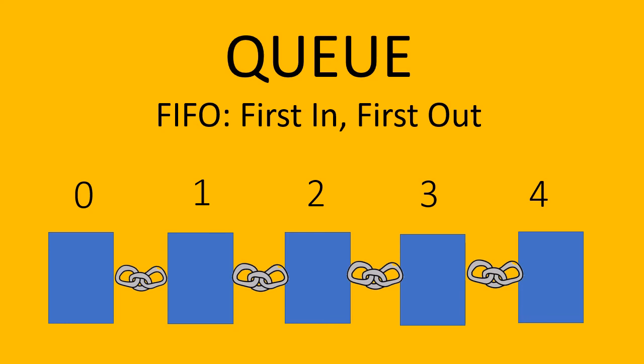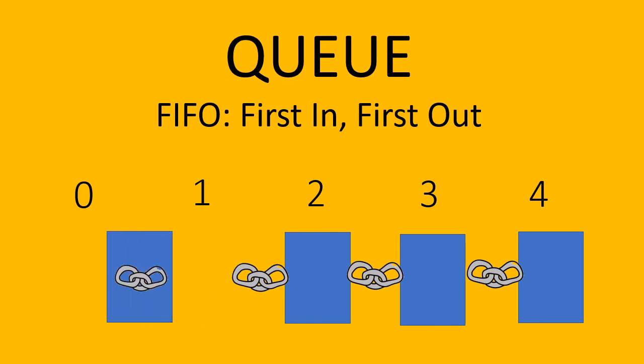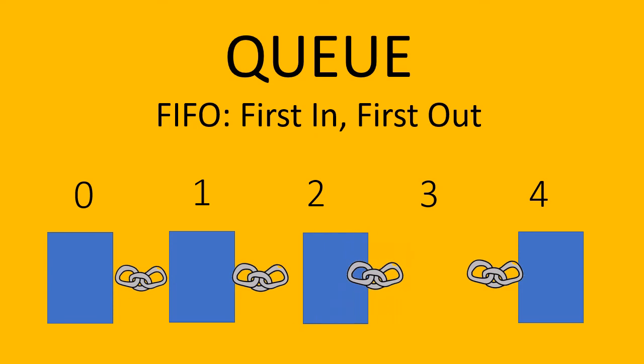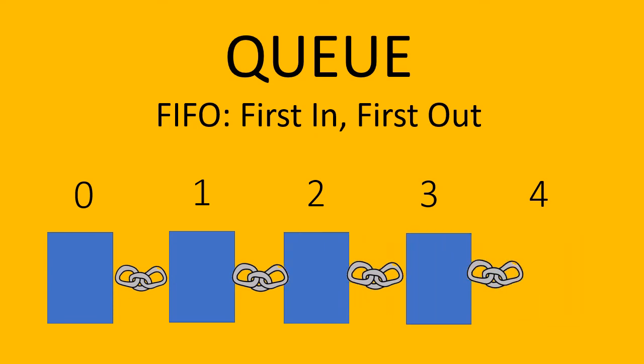So in the computer world, if we were to remove item 0, then item 1 would shift into item 0 spot. Item 2 would shift to 1, 3 would shift to 2, and 4 to 3, and so on and so forth. That is a queue.